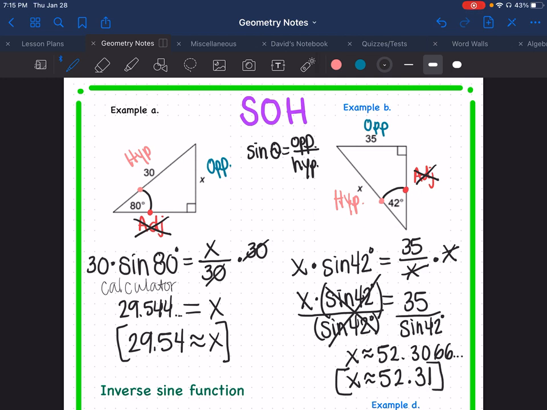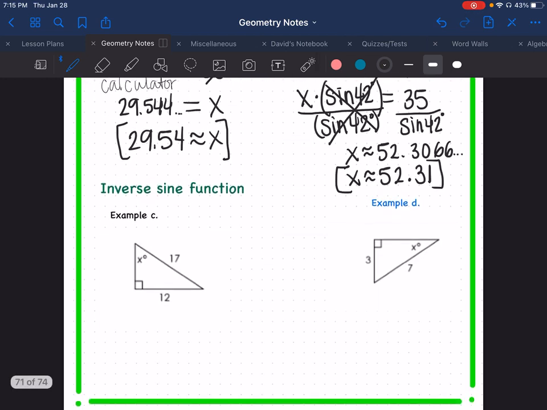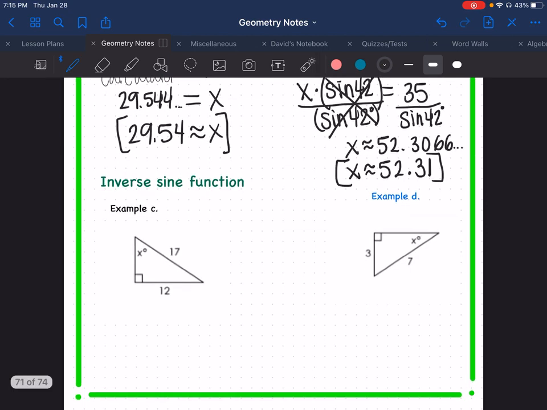Okay. I can also use my sine function's inverse to help me find my value of theta. Take a look at these. I'm still going to use the concept of sine theta being the opposite divided by the hypotenuse. I'm still going to use that idea.